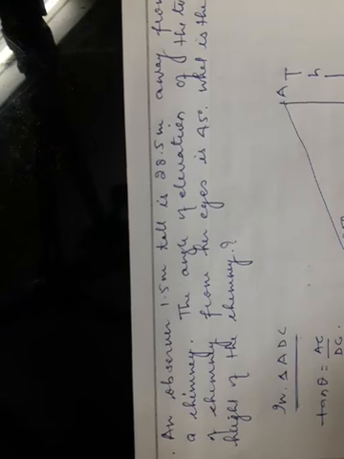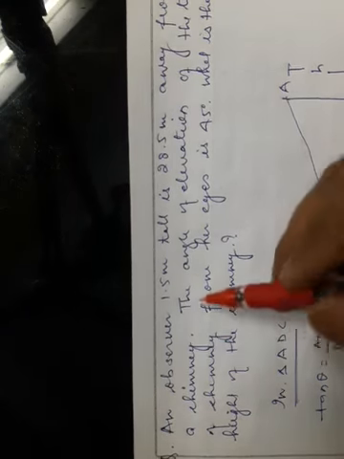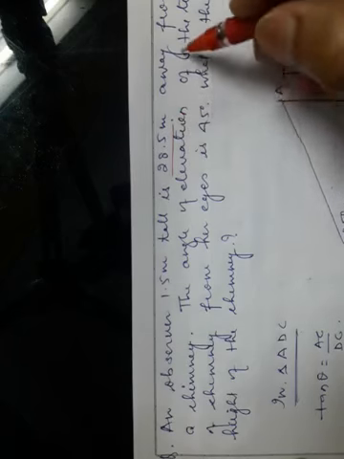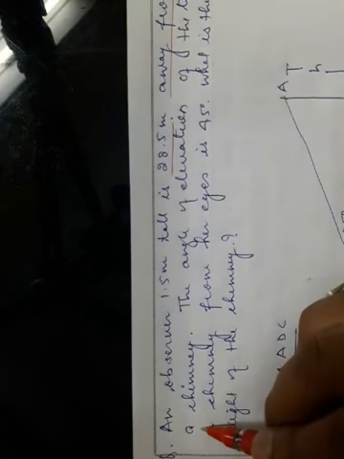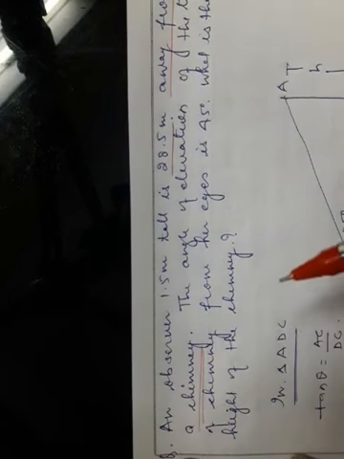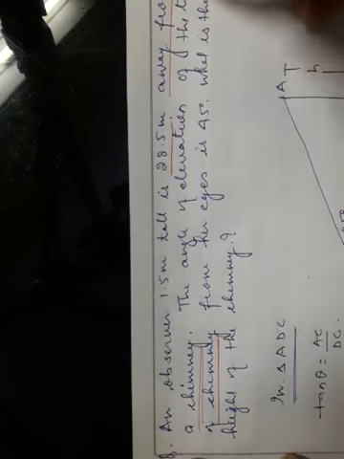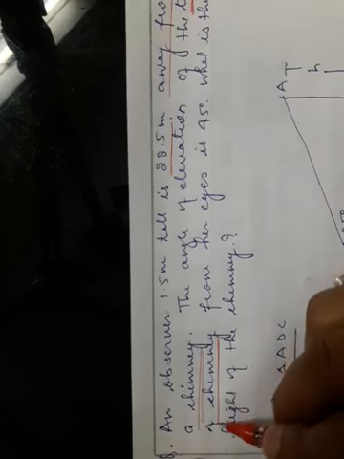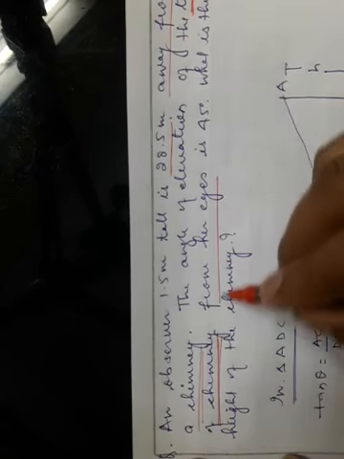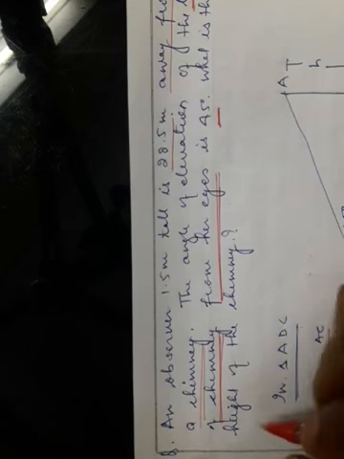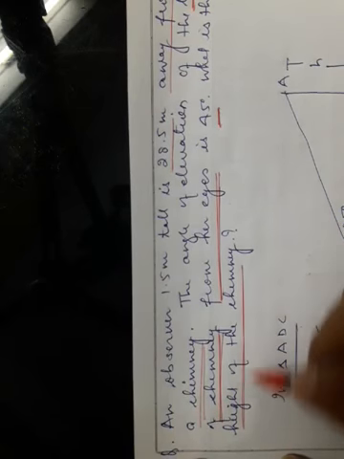Our next question is here. An observer 1.5 meters tall is 28.5 meters away from a chimney. The angle of elevation of the top of the chimney from her eye is 45 degrees. Then what is the height of the chimney? A very good question.